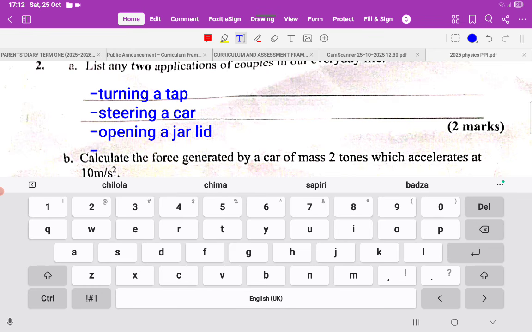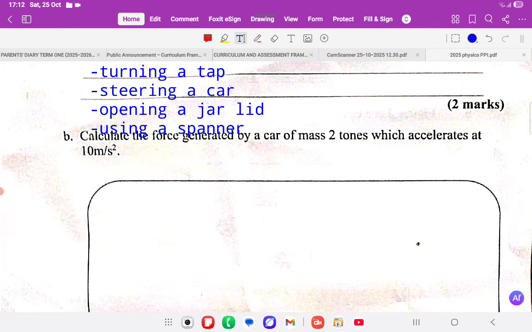Using a spanner also, you can apply this using a spanner. So the question is just asking for any two. Make sure you know all of these so that you can give any two to get the maximum number of marks.